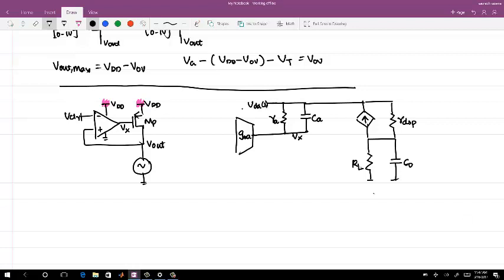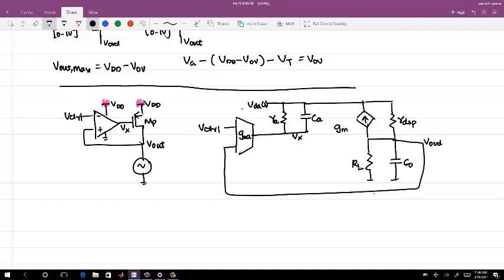We are injecting, and this node is connected to your V out. And this one is your V control. And this value is GM of the PMOS. So let me write it as GMP times Vx minus VDD. This part is just an amplifier part. I'm just modeling it as an effective GM with RO and CA.